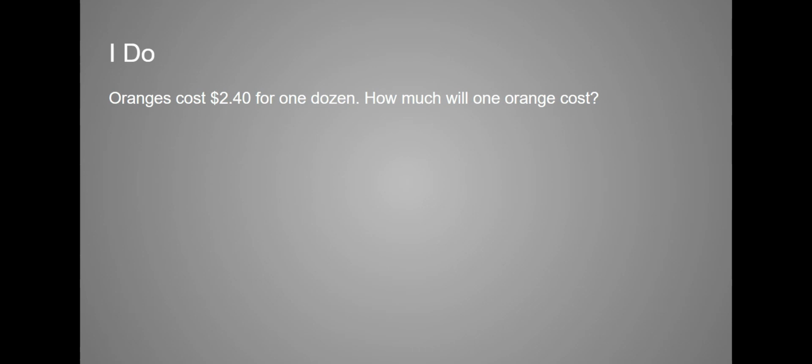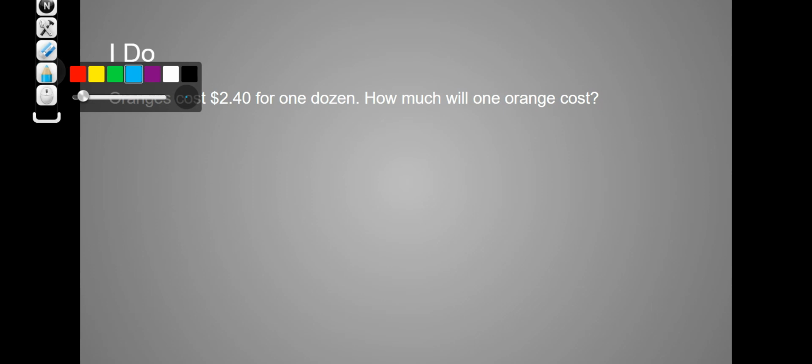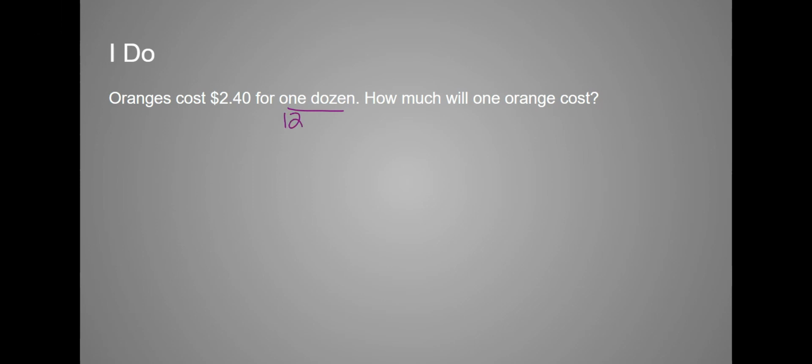Oranges cost $2.40 for 1 dozen. How much will 1 orange cost? Now we want to know what 1 orange costs, but we're given that we have 1 dozen. We have to recognize that this is equal to 12 oranges. And we want the cost of 1 orange, so that means our unit must be cost per orange when we finish.